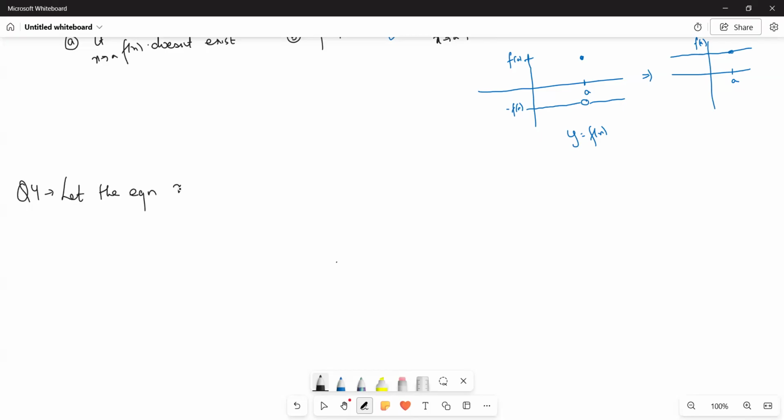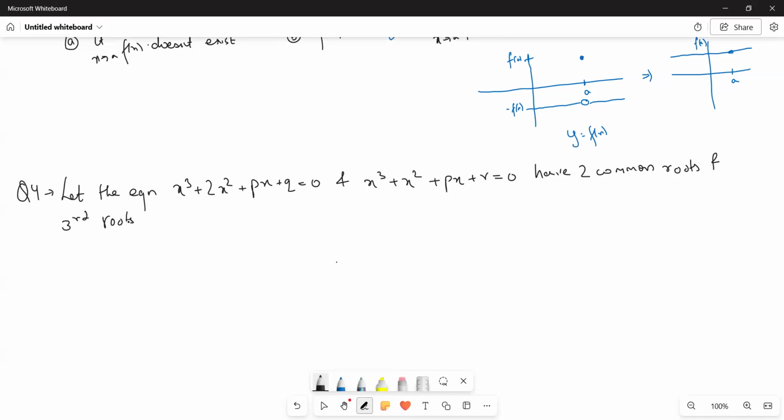Let the equations x cube plus 2x square plus px plus q equal to 0 and x cube plus x square plus px plus r equal to 0 have two common roots, and the third roots are given by alpha and beta. Okay, the third roots are given by alpha and beta.